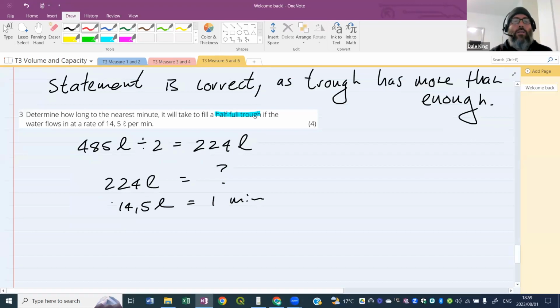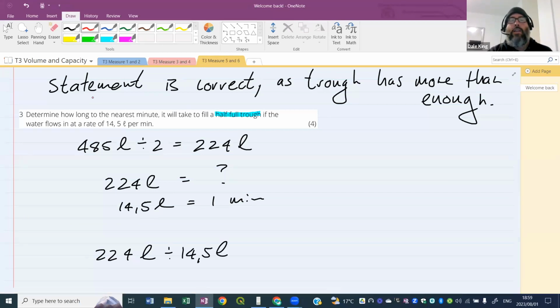So what I would say is, what do I need to do to 224 on the left to get it to 14,5? Okay, so we could divide those two. So we could say 224 liters divided by 14,5. That's going to give me this magic number that I need to multiply by to get to 14,5.